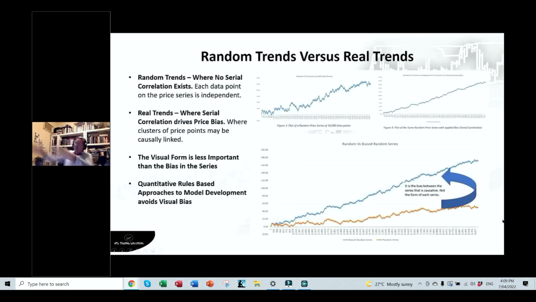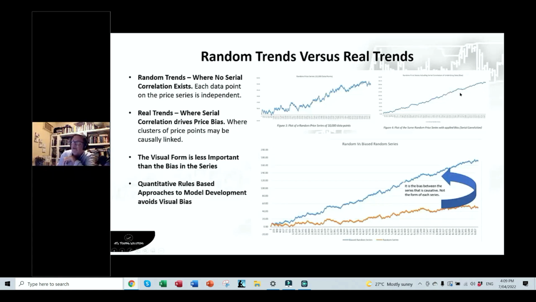So when we are talking about trends, this example up here is a randomly constructed trend from random price data. As we look at that trend, it takes the form of what we often see in our market data, things that we might ascribe as being a trend in the market data. However, this is market data where we've got a bias imposed in the series.